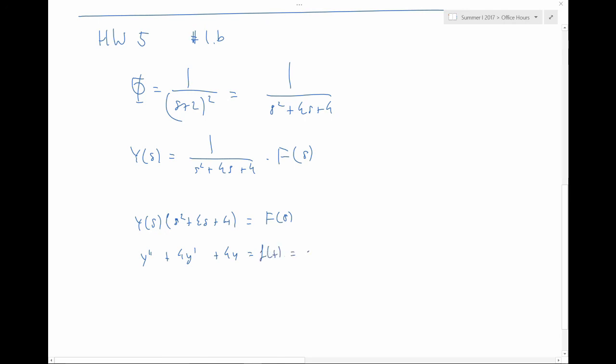This is what I was asking in problem 1b, just to reconstruct the equation that y is supposed to satisfy. And you can see that the coefficients of the equation and the coefficients of the denominator in your system transfer function are actually the same thing. It's really not that hard to get the system transfer function from the equation or go back from the system transfer function to your equation.